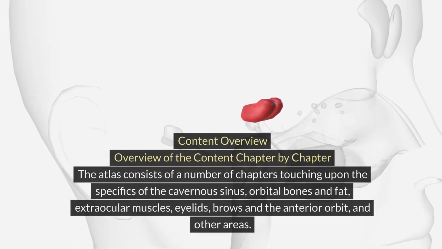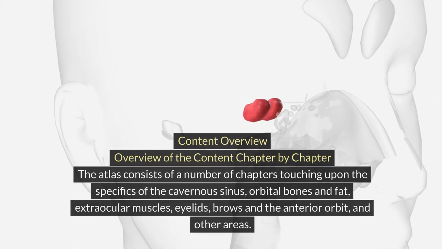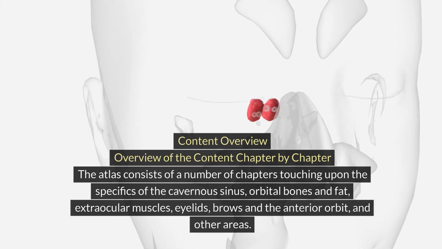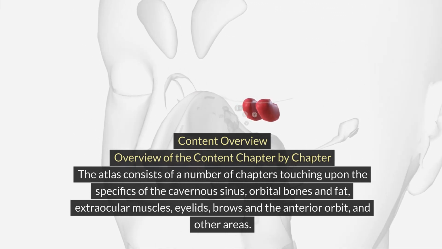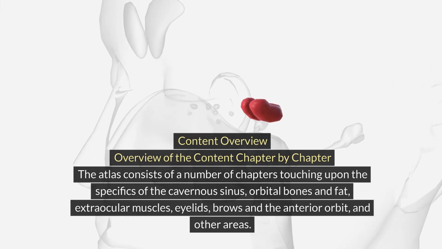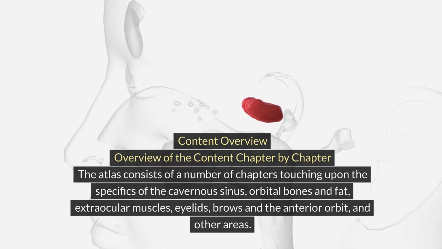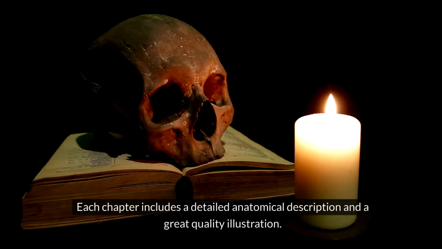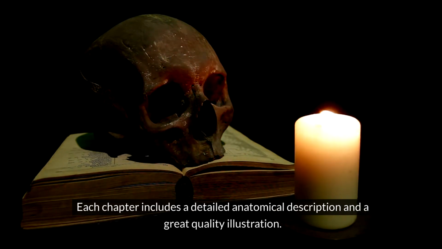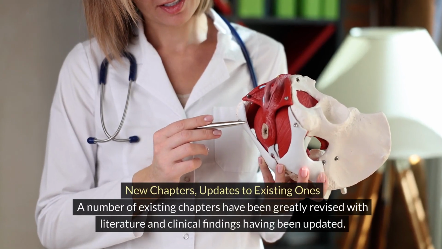Content overview of the content, chapter by chapter. The atlas consists of a number of chapters touching upon the specifics of the cavernous sinus, orbital bones and fat, extraocular muscles, eyelids, brows, and the anterior orbit, and other areas. Each chapter includes a detailed anatomical description and a great quality illustration. New chapters, updates to existing ones.